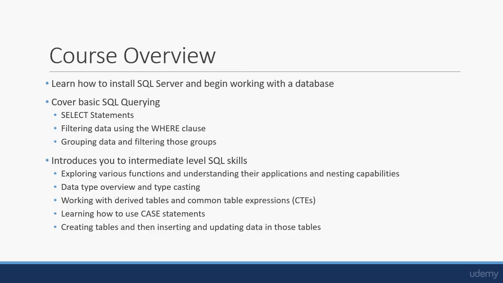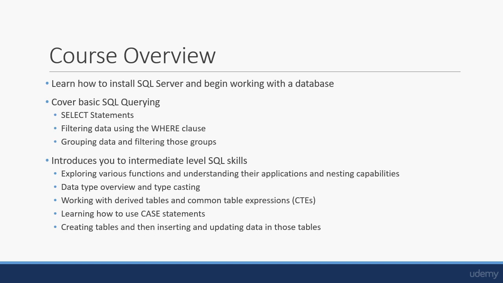So what are we going to be talking about in this course? I'm going to teach you how to install SQL Server and begin working with a database, and then just the basics of SQL querying. In fact, this course is an extension of the previous course, Microsoft SQL for Beginners, and the first several sections are actually the same content from that course. So if you're a beginner just really getting started, don't want to get into any of the more advanced stuff, then I'd recommend that you focus on the Microsoft SQL for Beginners course. If you want to get the basics but also understand a little bit more about the intermediate level skills and some of the more advanced concepts, then this is the course for you.